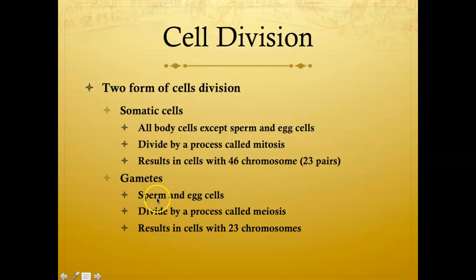Now your gametes, which are your sperm cells and your egg cells, only have 23 chromosomes. So not 23 pairs, but 23 chromosomes. And they divide by a different process called meiosis. Meiosis will result in 4 different cells that are going to be haploid, meaning that they don't come in pairs. There's only one set of them, unlike somatic cells. And it makes sense because if you have a sperm cell that has 23 chromosomes and an egg that has 23 chromosomes, when they combine to form a zygote, you will get 46.